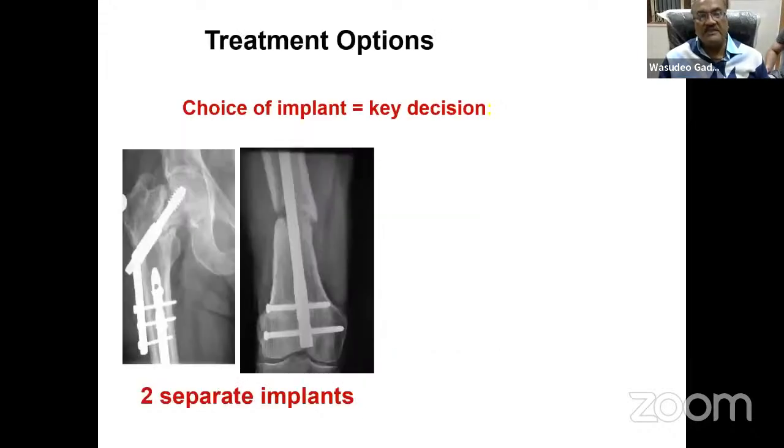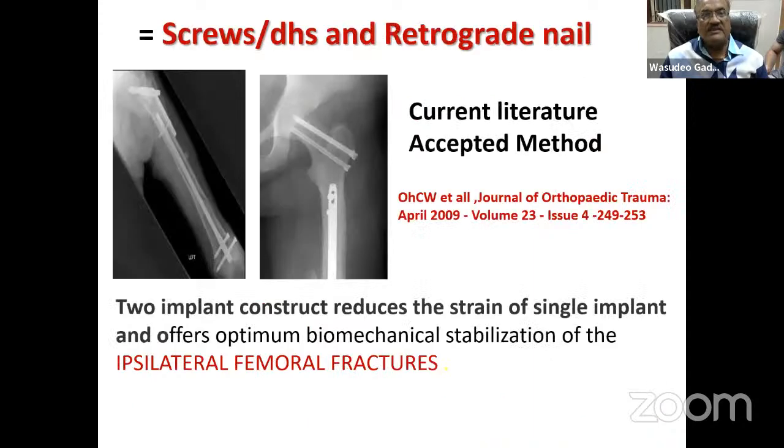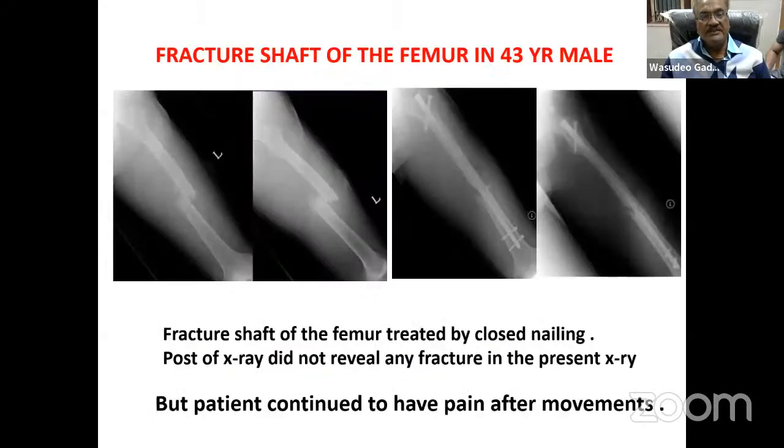So the treatment option, the choice of implant, is a key decision. Two separate implants is now the internationally accepted method of fixation in ipsilateral fractures of the hip and the shaft of the femur. But one implant to fix both fractures, there is literature evidence that if it is done properly and in indicated cases, it gives equally good results. So this is an example: screw, DHS, retrograde nail, the current literature-accepted method, whether you use a screw or a nail plate with a retrograde nail or plate. A two-implant construct reduces the strain on a single implant and offers optimum biomechanical stabilization of ipsilateral femoral shaft fractures. This is an example.